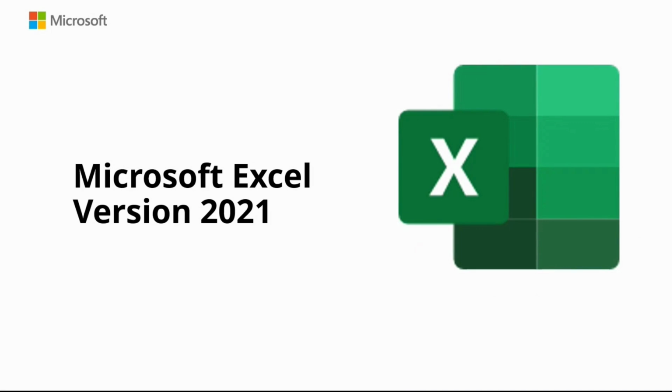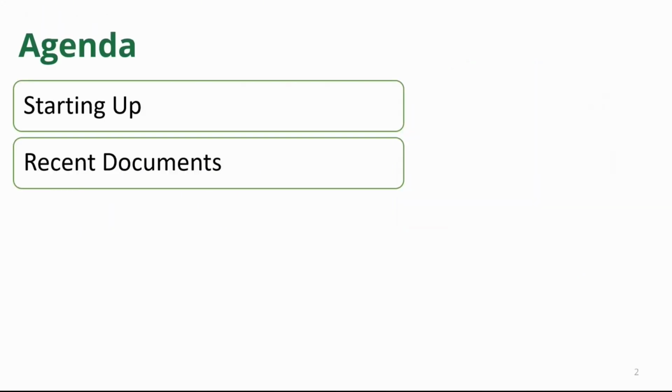In the first session, we learned about what Microsoft Excel is and why it is important for all of us to learn it. Now, we will talk about how to start a document in Microsoft Excel, which is known as a Workbook, and what recent documents are and how to access them. So let's begin our session for today. We will be starting with starting up and then recent documents.